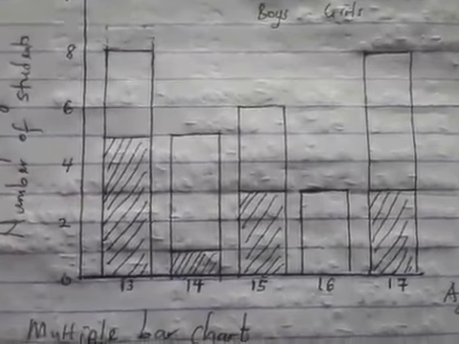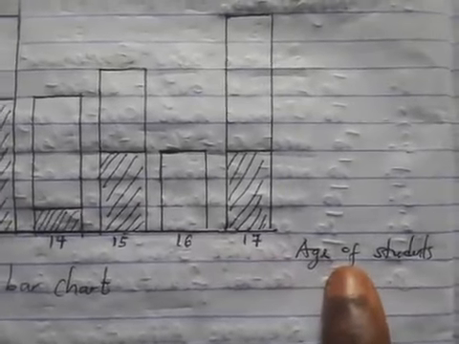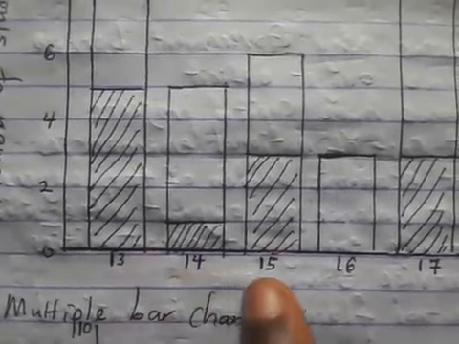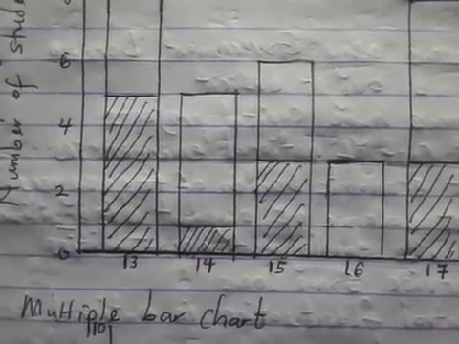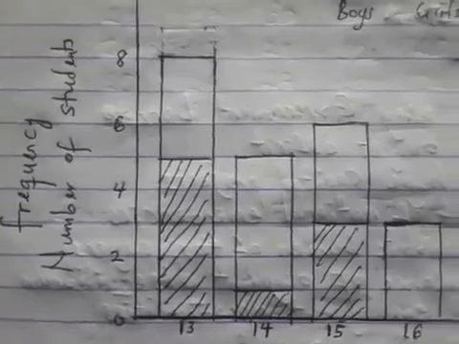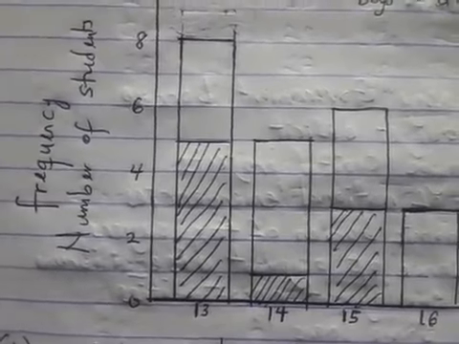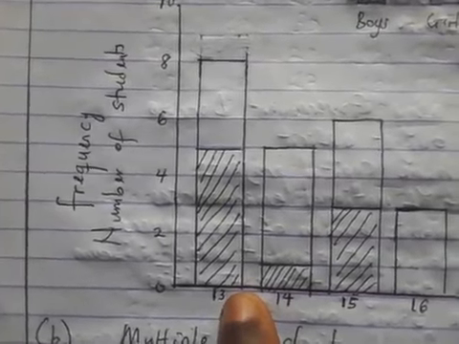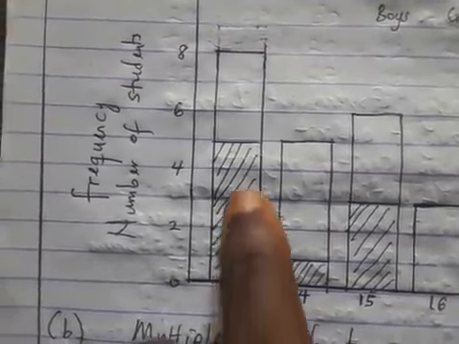Also below here, below the line, we have the age of students: 13, 14, 15, 16, 17. I'm just showing you what I've already explained to you in the first video. Now, to draw a component bar chart, you just make sure that the age of the students align with the number of students. Like this particular one is 13. How many students are 13-year-old? So you just trace the bar up.